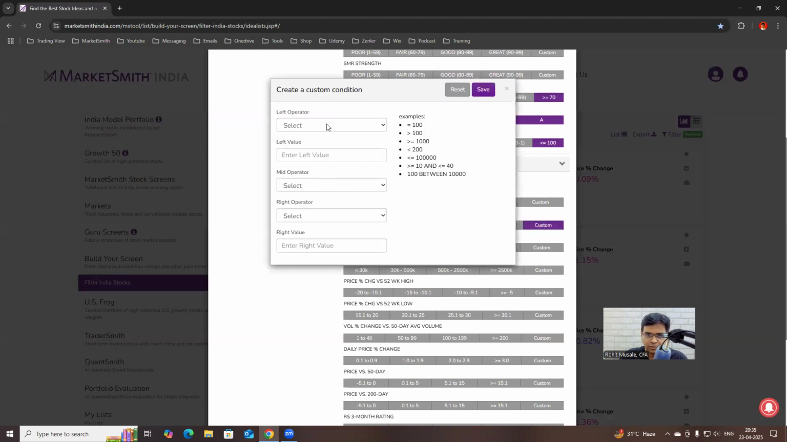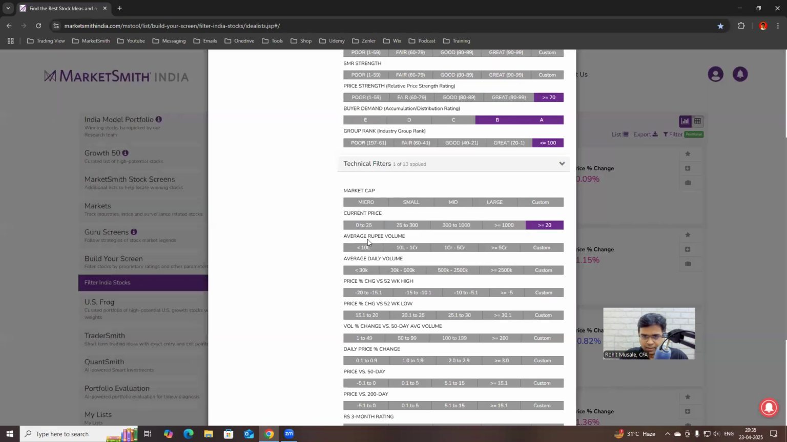Current price, obviously, he would not buy penny stock. So let's make it more than or equal to 20, which I use. Even the Guru screen O'Neill filter uses this. Again, average rupee volume should be minimum 1 crore, the 50-day average rupee volume. So I have selected these two.